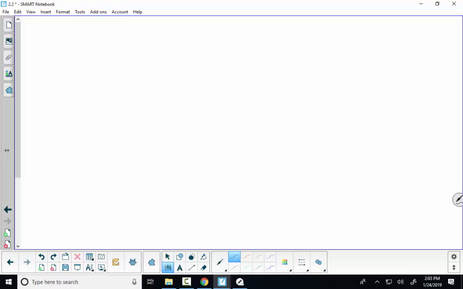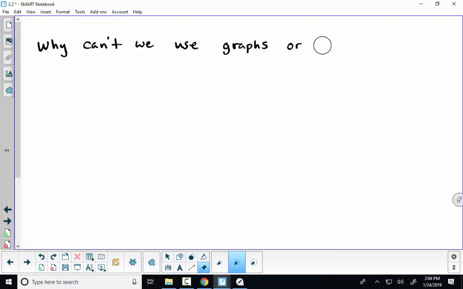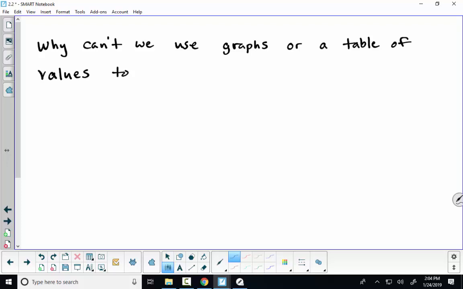All right. So I do have one more thing to mention in 2.2. And really, we'll start off with the question: why can't we use graphs or a table of values? So how come we can't use graphs or tables of values to compute limits?